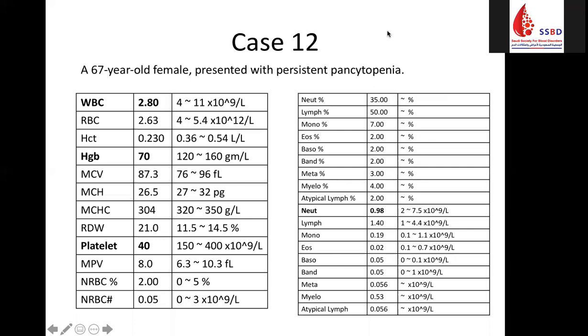Case 12. A 67 years old female presented with persistent pancytopenia. So in this case, we have leukopenia, anemia, and thrombocytopenia. We have nucleated RBCs. You have a neutropenia. Absolute count is 0.98. So adult, 67, persistent pancytopenia.